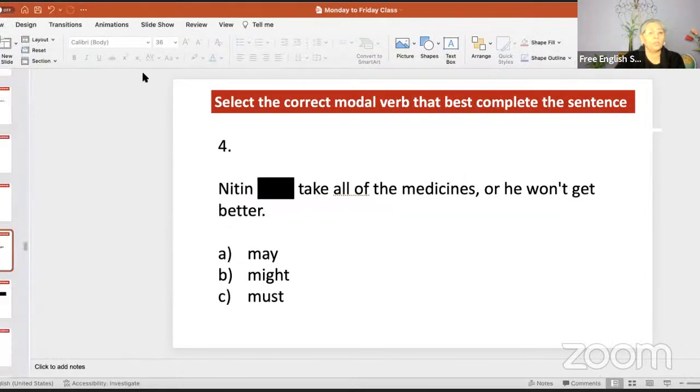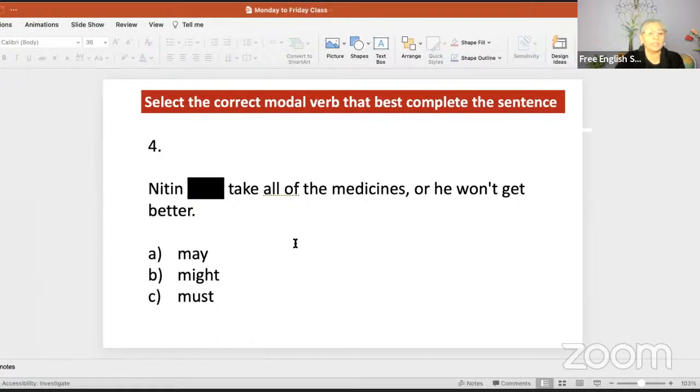And I hope you are speaking too while you are answering these questions. Nitin blank take all of the medicines or he won't get better. Now you have three choices: may, might, must. Nitin blank take all of the medicines or he won't get better. So won't, or he will not get better, or he's not going to be better, something like that. So you can use in the future, कुछ भी यूज कर सकते हो, वो तीनों ही फॉर्म्स में करेक्ट आ जाता है फ्यूचर में.